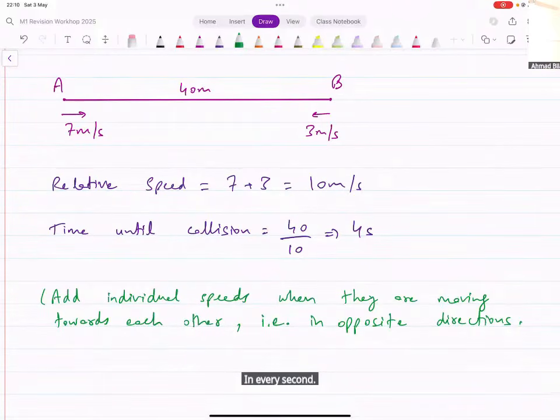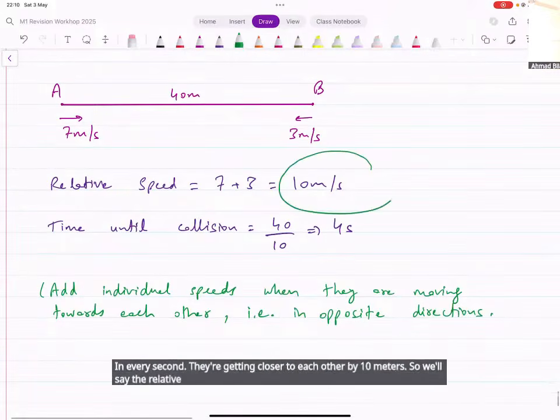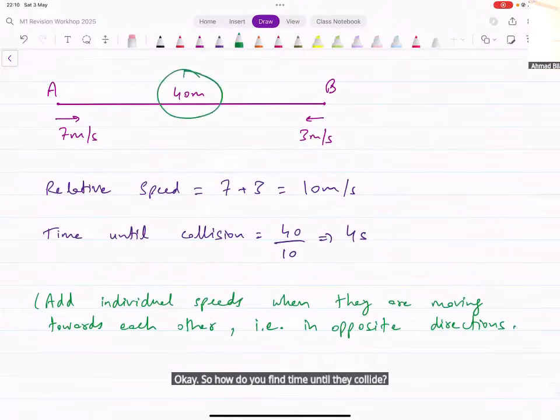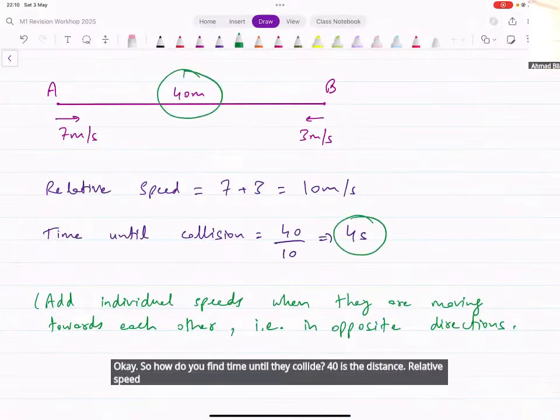They're getting closer to each other by 10 meters. So we'll say the relative speed is 10 meters per second. Okay. So how do you find the time until they collide? 40 is the distance. Relative speed is 10. That turns out to be 4 seconds.